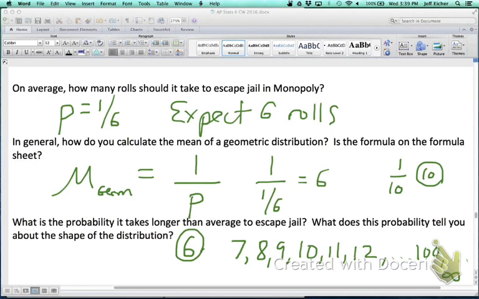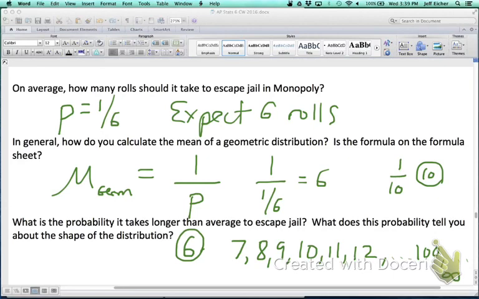I guess theoretically it could take you 100 rolls. You'd be very unlucky. You're just rotting in jail, I guess. It would take you 100 rolls to get out of jail. That'd be a very boring board game. I guess you'd be safe from my dad's hotels everywhere. But there must be an easier way to calculate this probability.